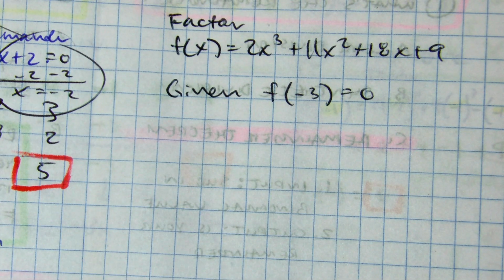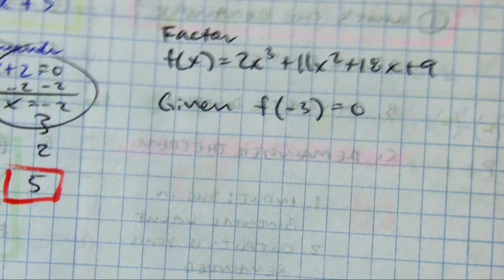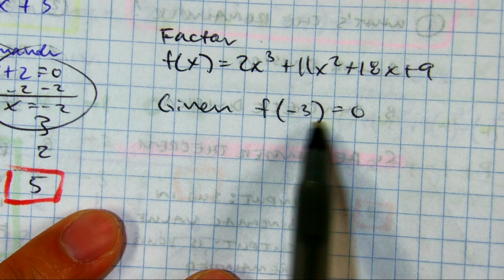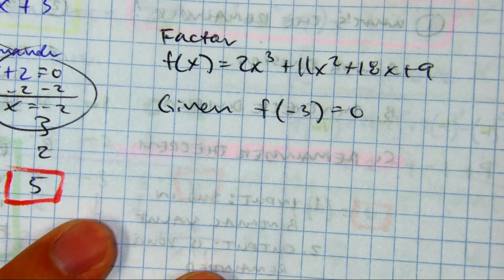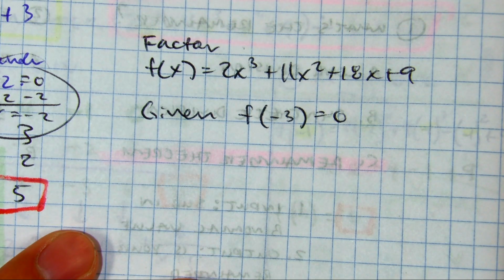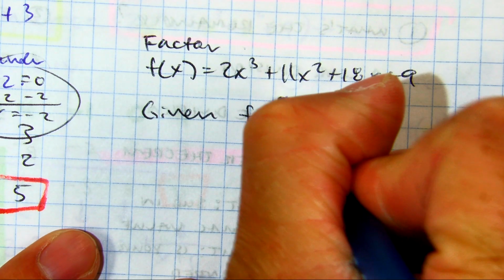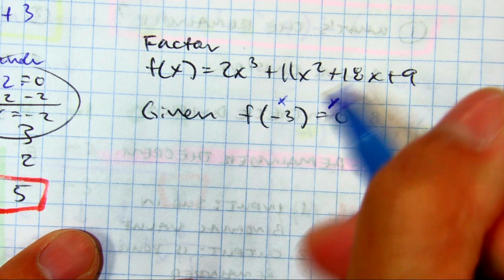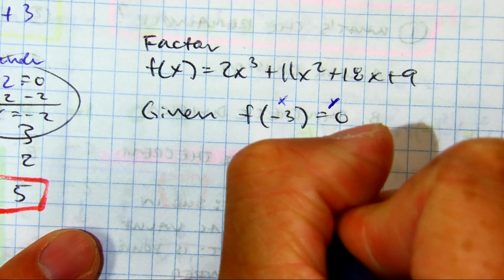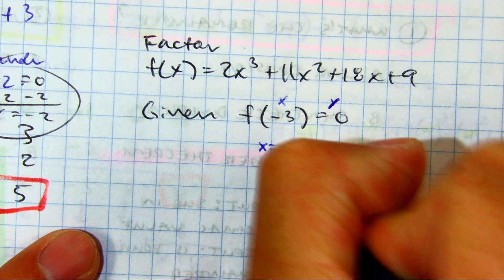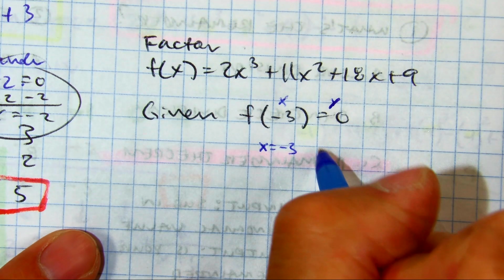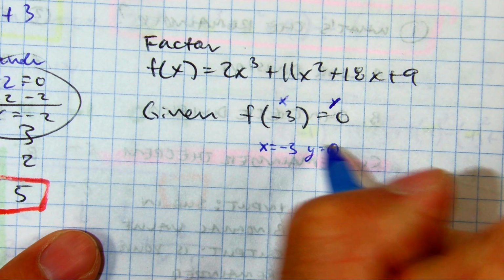Alright, so let's review and see how this is connected to yesterday's lesson. This is an ordered pair, right? Class, what's the ordered pair? Remember, this is your x and this is your y. So that means x is equal to -3, and your y value is equal to 0. So that's an ordered pair, right?